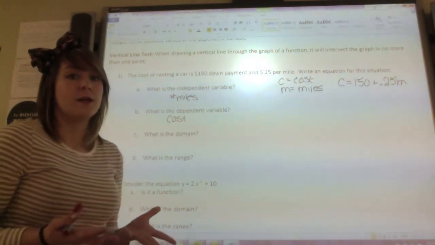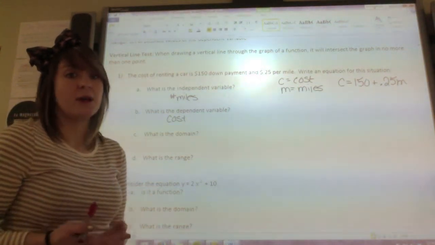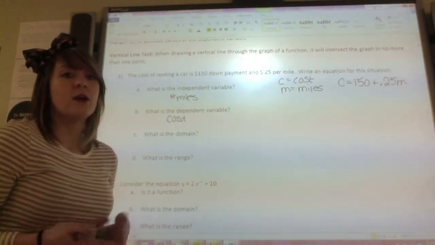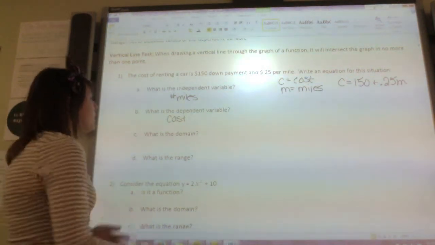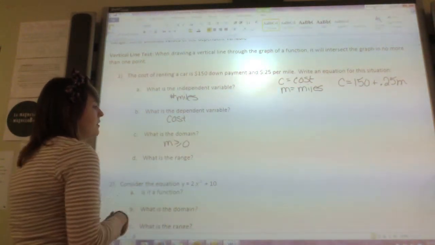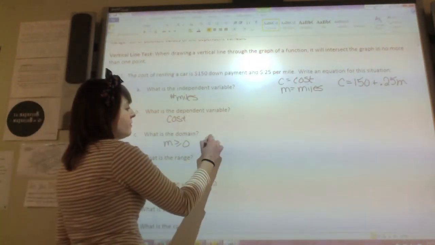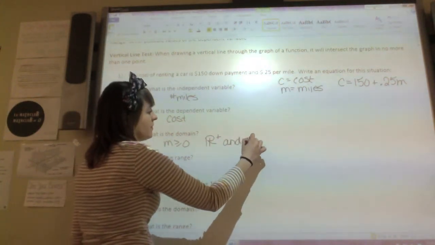Could I plug in negative values? Could I plug in 0? Could I plug in positive values? Okay, hopefully you realize that you can't have a negative number of miles, so what you would have here is m is greater than or equal to 0. Or another way you could write it is all real numbers that are positive and 0.